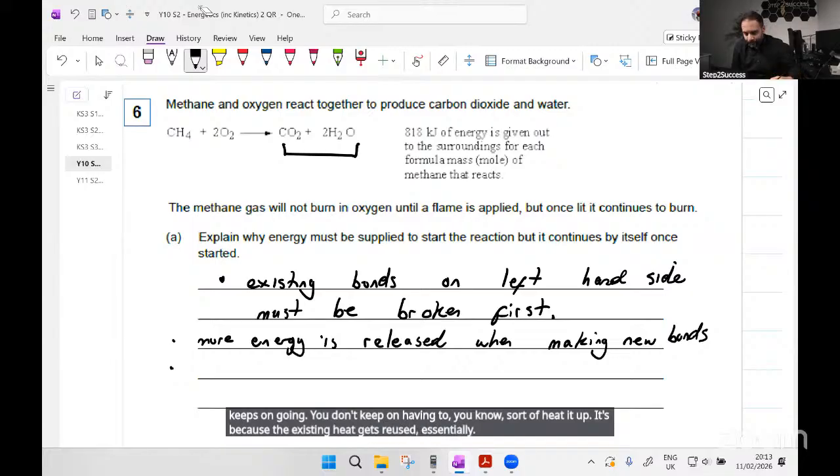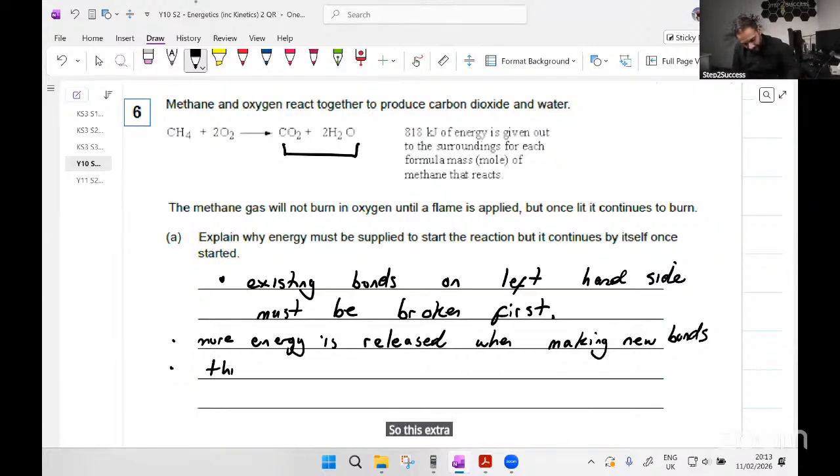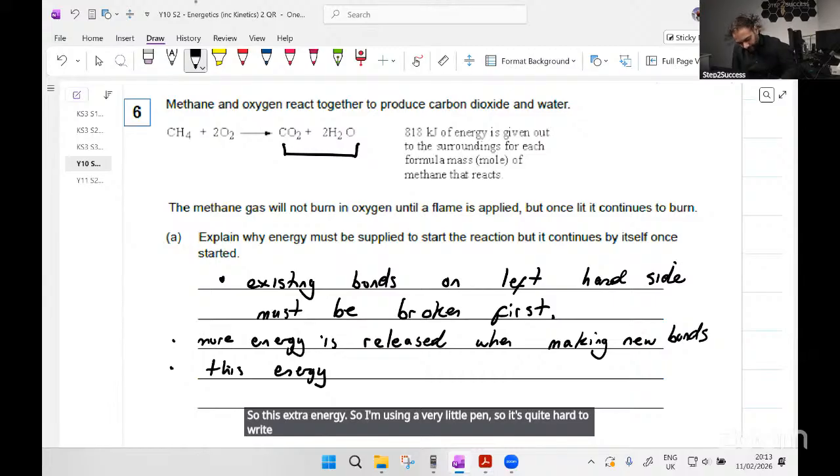So this extra energy, sorry, I'm using a very little pen, so it's quite hard to write. This energy breaks more bonds, so the reaction continues.